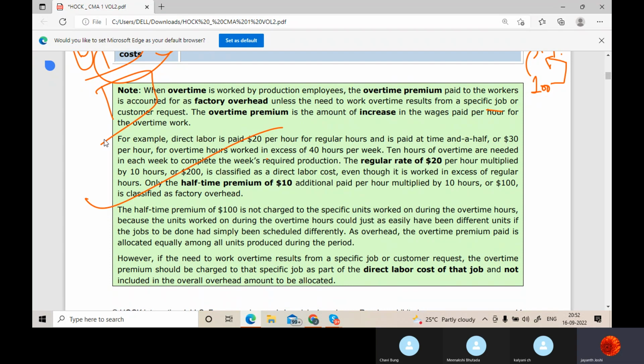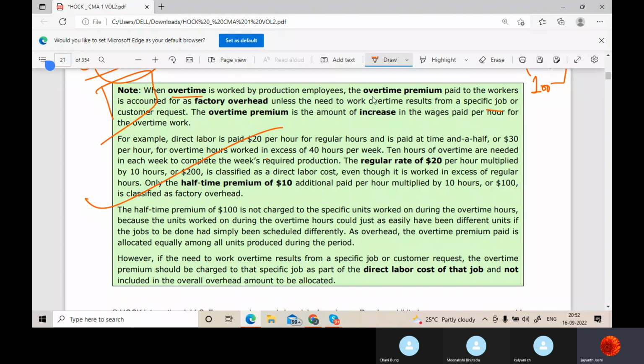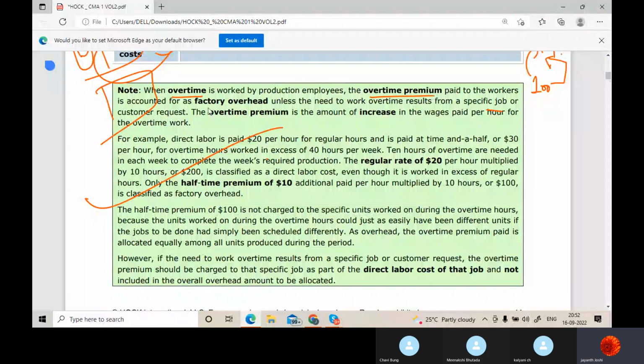See, when overtime is worked by production employees, the overtime premiums, the extra wages you'll be paying to workers who work overtime, are accounted for as factory overhead unless the need to work overtime results from a specific job or customer request. That means you show it as factory overhead, but overtime should be done only if it is required. Overtime premium is the amount of increase in the wages paid per hour for the overtime work. For example, direct labor is paid $20 per hour for regular hours and is paid time and a half, that means $10 extra, or $30 per hour, for overtime hours worked in excess of 40 hours per week.